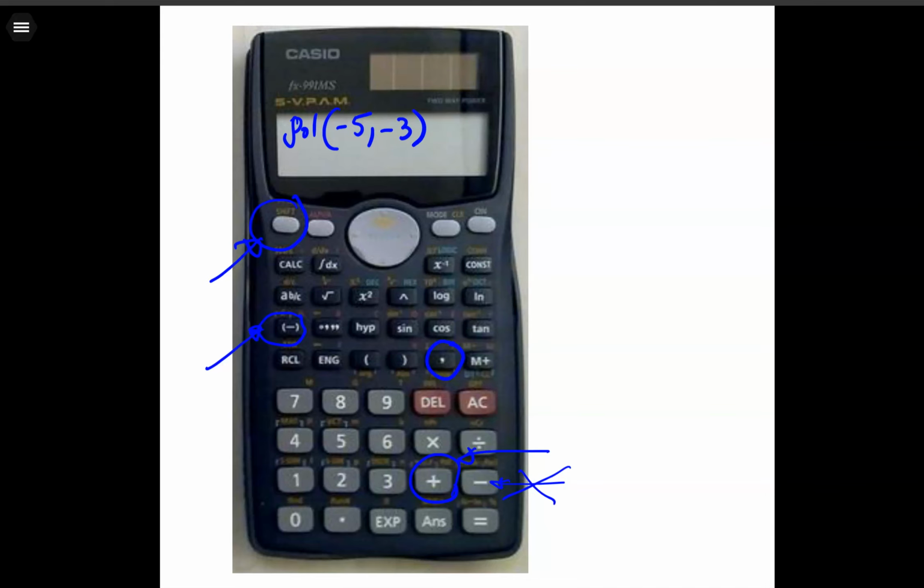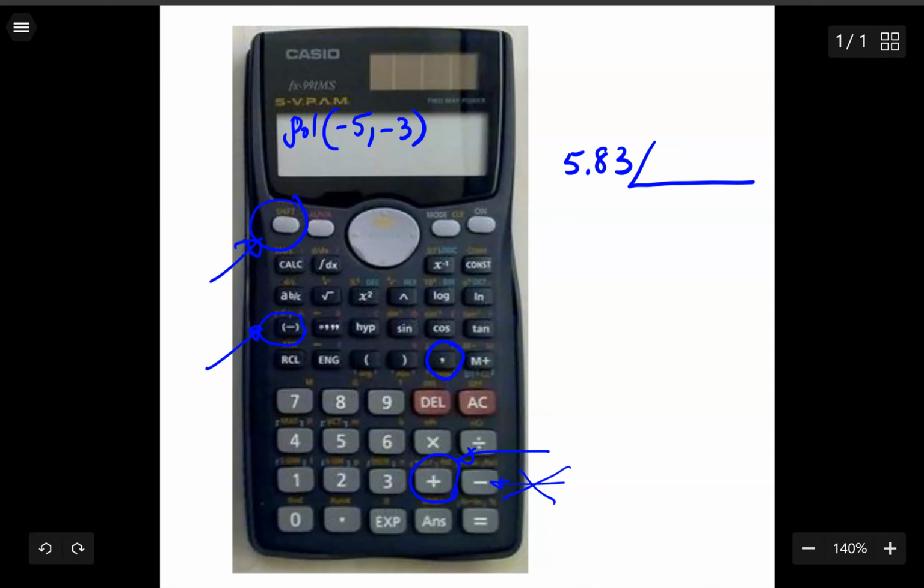I press the equal sign. I should have 5.83, so 5.83 as the modulus. Now I'm going to get the angle, or the argument. So I'm going to press recall. Recall is this button right here, and I press tangent. I should have -149.0362, but in this case I just write -149 because I would like to present this as 3 significant digits.